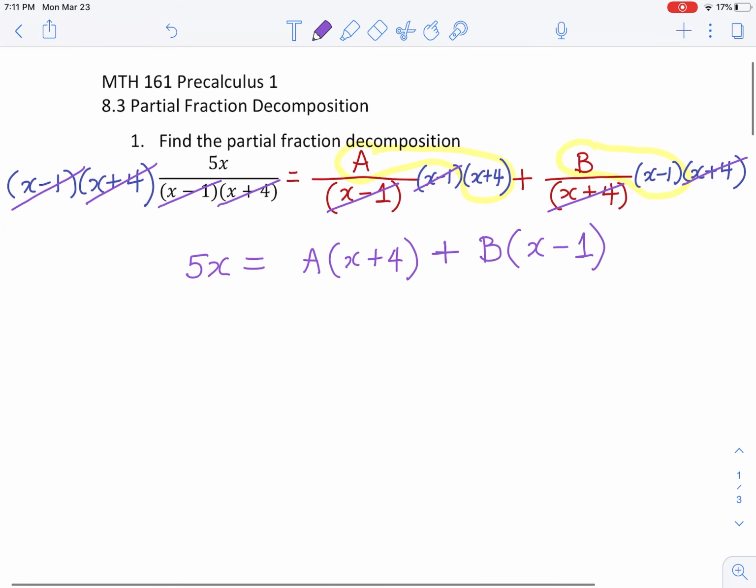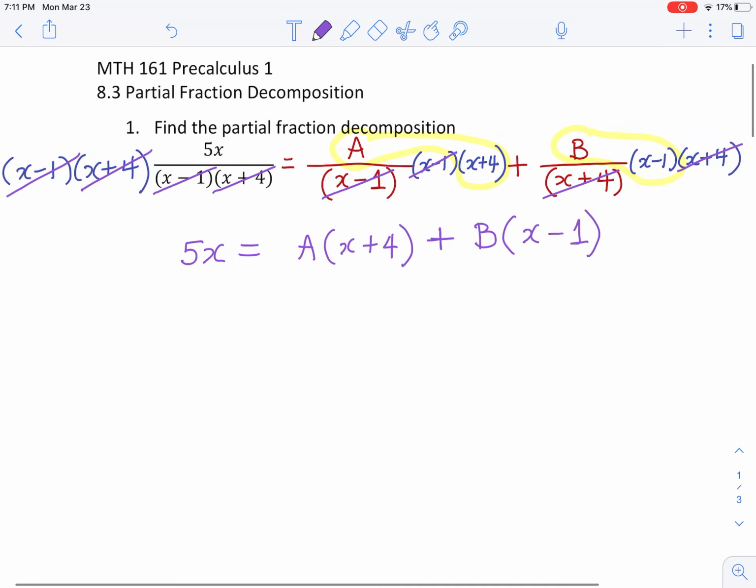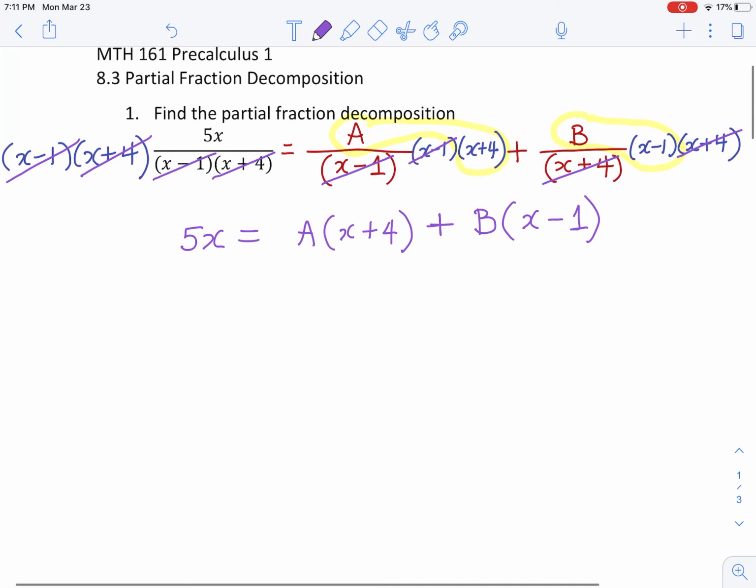Okay, now our goal is to find what A and B are. But we got a problem here though. If you take a look, we have a single equation with how many unknown variables? We don't know what x is, we don't know what A is, we don't know what B is. So we have 3 unknown variables, and this is not going to be good. But at least what we can do is pick an x value. So this is what I'm going to do, okay? I'm going to do two different pieces of work, because I want to find what A is and I want to find what B is.